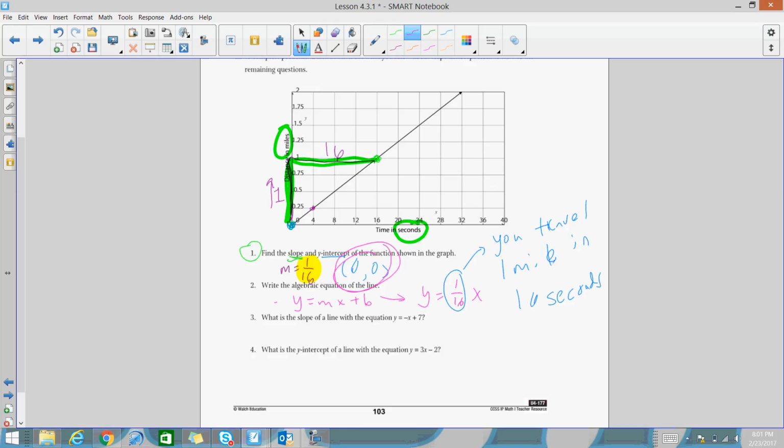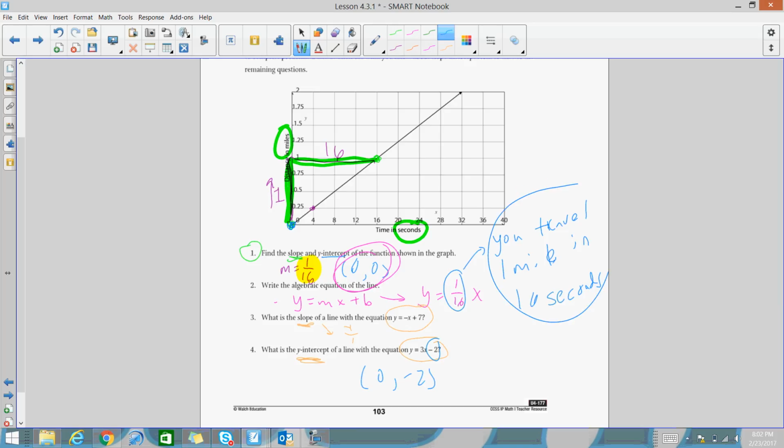Number 3 and number 4 are just asking you about different, random equations. So they give you this equation. What's the slope of the line here? Our slope is the number out in front of our x. So our slope is -1, or -1 over 1. For the next one, what's the y-intercept of this line? Our y-intercept is 0, -2. That's always your y-intercept. It's your constant. So this should be a review.